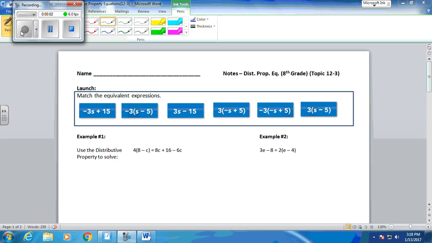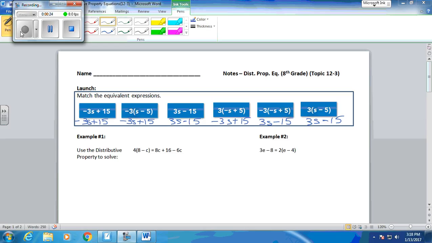Welcome to the notes on distributive property equations. Again, we are now working on 8th grade material. This is topic 12-3 in the accelerated version of Digits. I'm going to have you take a look at the launch on your own. What they'd like you to do is decide which tiles are equivalent to each other. So go ahead and give that one a shot.